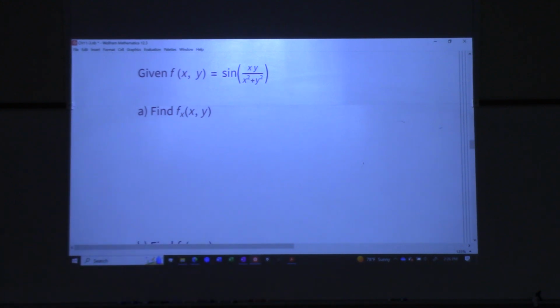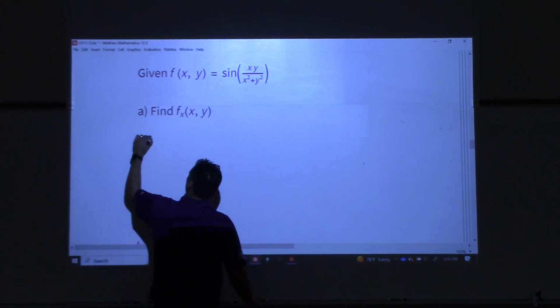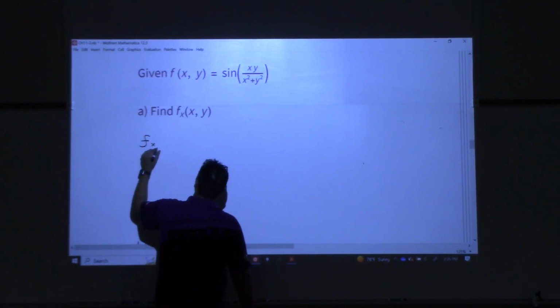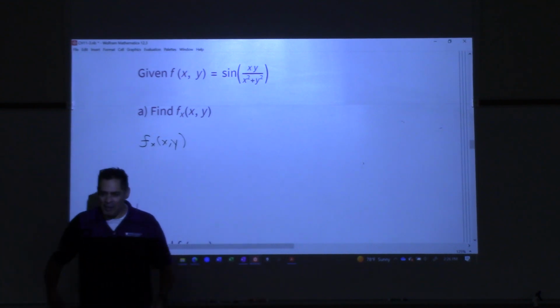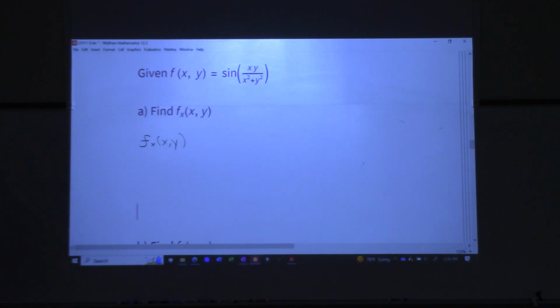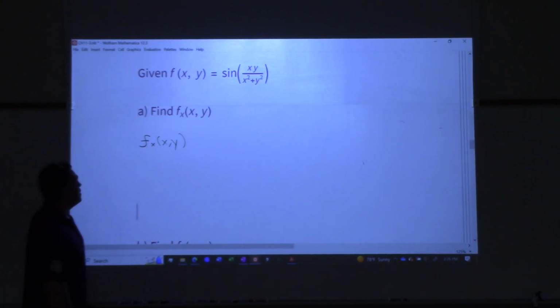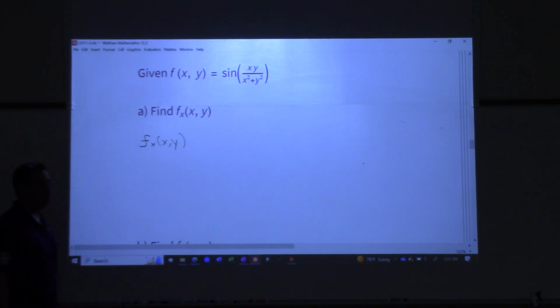So the first part of this is asking for the partial of this function with respect to x. That means I'm going to treat y like a variable. Sorry, did I just say that? I just said the exact wrong thing. This is what happens when I get distracted with other things. Okay? I'm going to take the partial of this function with respect to x, which means I'm treating y like a constant. X is the variable.